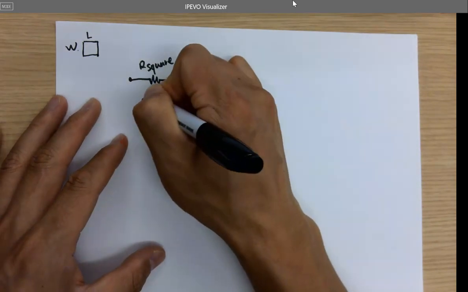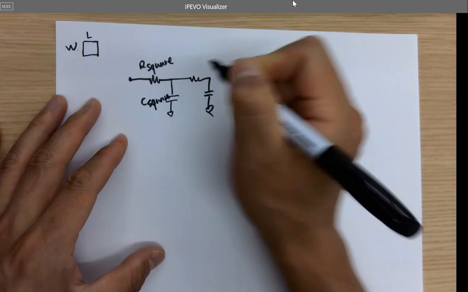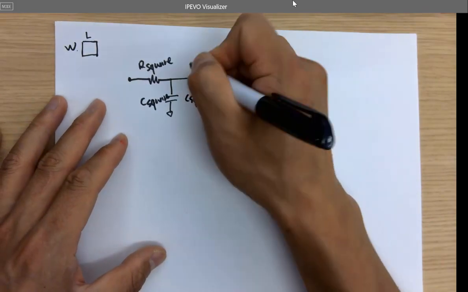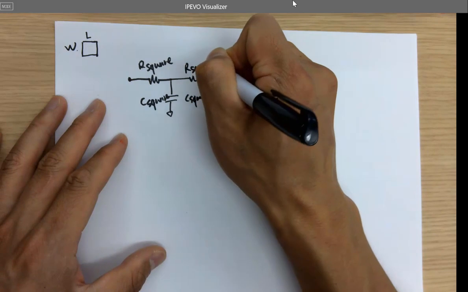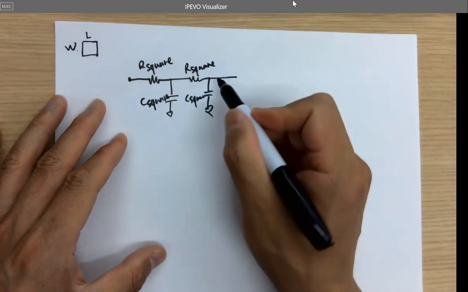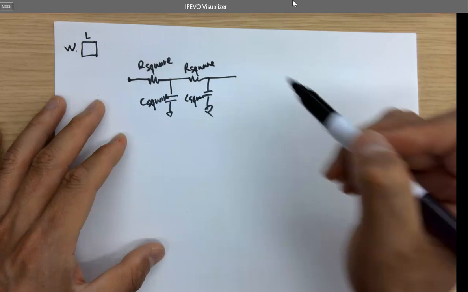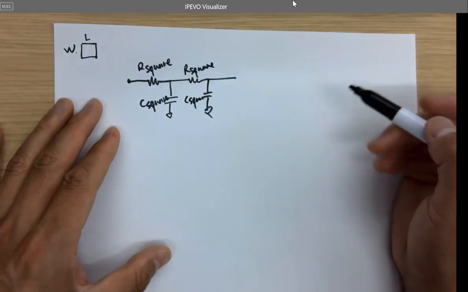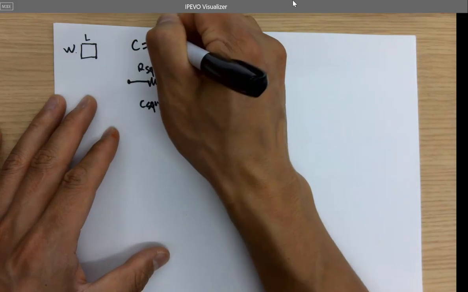So it's called C square, right? This is R square. Again, we know this. We know C square if we know width and length, right? So we know the footprint. C equals epsilon A over D.